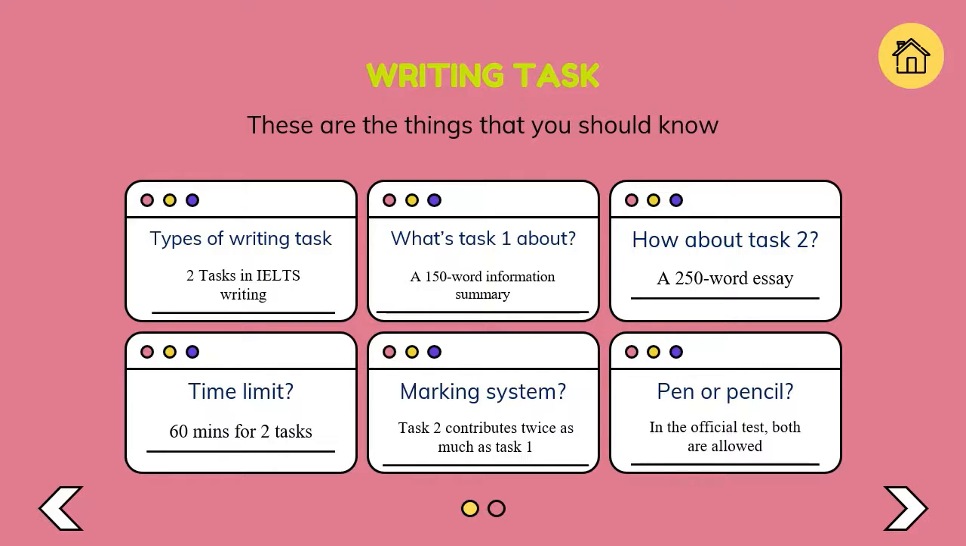In the second one, it will be just like your IGCSE article writing, where you will be given a topic and you share your arguments in the writing with at least 250 words. You will be given 60 minutes to finish both of the writings. Ideally, you will be required to finish task 1 in 20 minutes and task 2 in 40 minutes. But remember, be careful in working on the second task because the score is twice over the first one. One thing that might be very much different is that you are allowed to use pencil or pen when you are doing the official IELTS test.